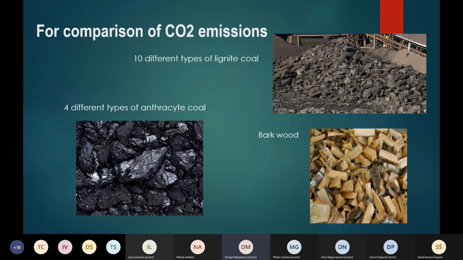separate usage, 10 different types of lignite or brown coal, 4 different types of anthracite or hard coal, and barkwood. The data for the 10 lignite types and 4 anthracite types were averaged, considering they differed slightly in the calculation depending on where the coal types are extracted.